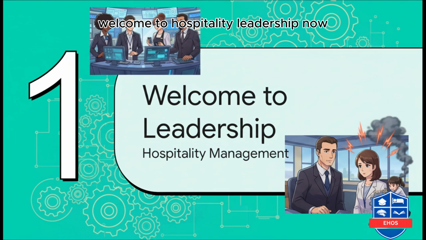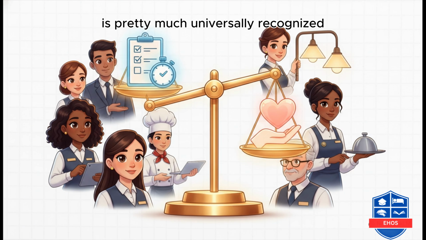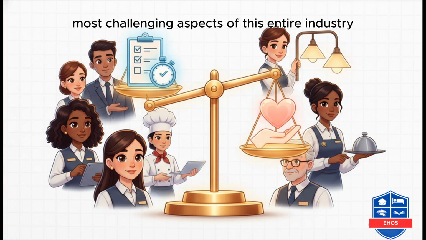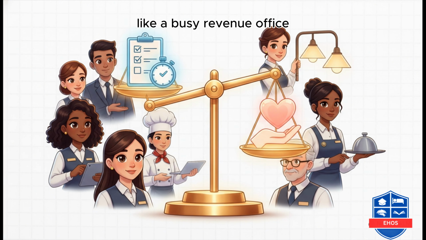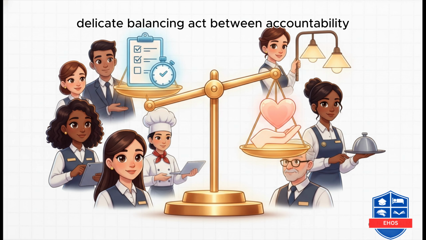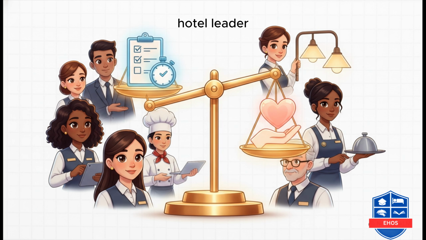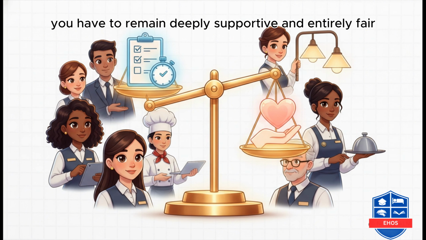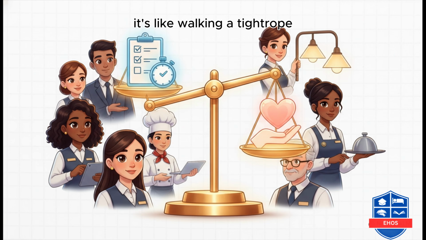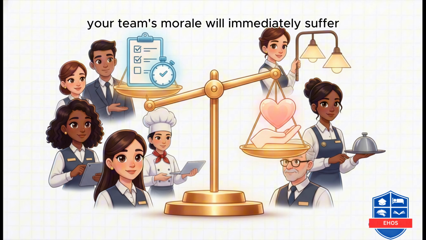Welcome to hospitality leadership. Now, managing underperformance is pretty much universally recognized as one of the single most challenging aspects of this entire industry. I mean, when you're running a high-stakes environment, like a busy revenue office or a packed conference center, the pressure is literally always on. The core challenge here is a really delicate balancing act between accountability, support, and fairness. A mature hotel leader simply cannot just act as a disciplinarian. You have to hold your teams completely accountable to luxury standards, but at the exact same time, you have to remain deeply supportive and entirely fair. It's like walking a tightrope. If you tip too far in any one direction, the guest experience and honestly, your team's morale will immediately suffer.